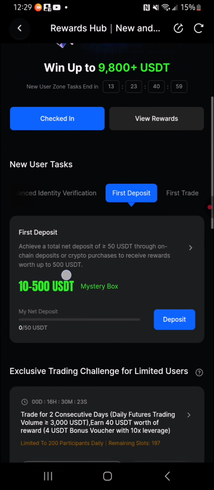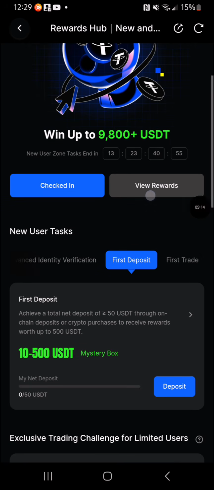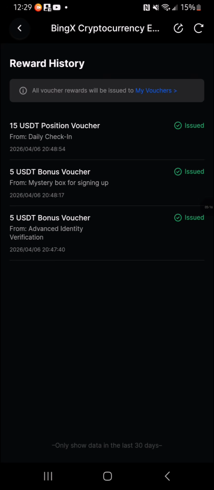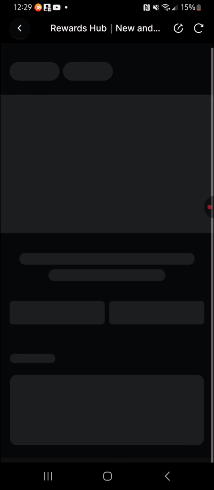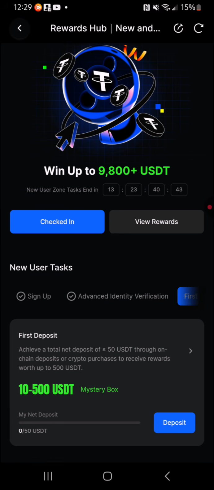So if I now head over to this place that says view rewards, you get to realize that these are all the vouchers I claimed due to those three processes: the sign up, the advanced verification, and the last one yet to be completed. So I had basically gotten two different vouchers and one free voucher just by checking in.